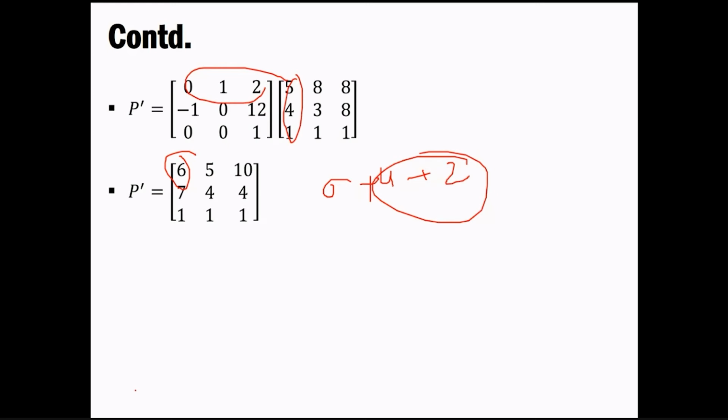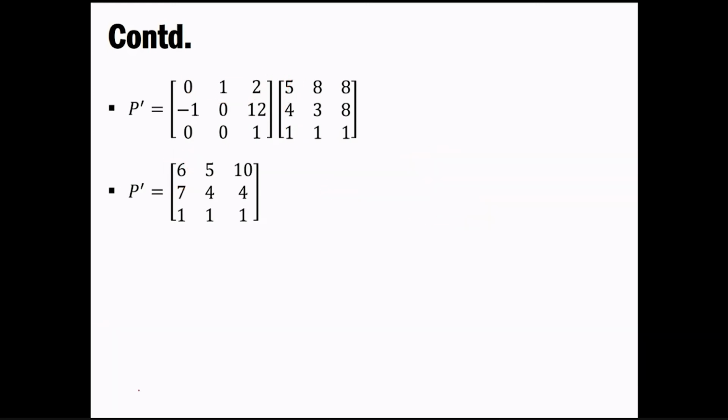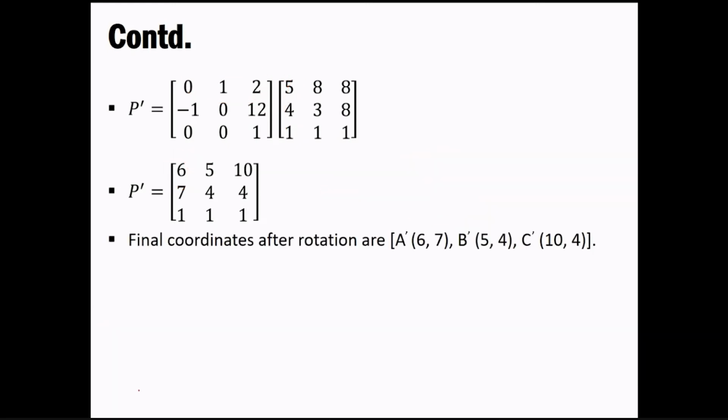This will be clear to you now, and this is the resultant thing that you are getting after the rotation. So the final coordinates after rotation are this A, B, and C. If it is written in the question that you have to plot it, then you plot it. Else if it is not written, then it is fine. You'll be getting full marks if you get all of this correct.